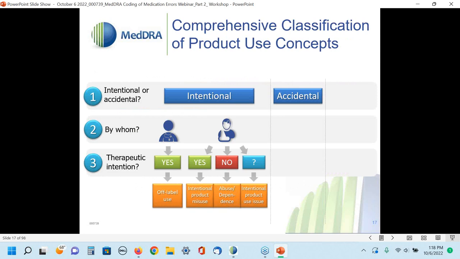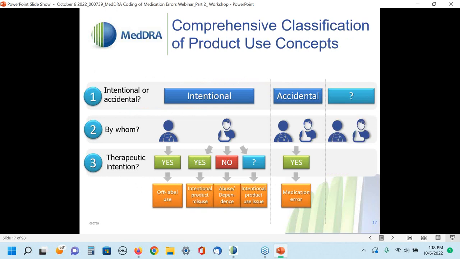On the side of accidental events, whether it's the patient or a healthcare practitioner, if there is a therapeutic intention, this is a medication error. And lastly, if we're unclear on whether it was intentional or accidental, regardless of whether it was a healthcare practitioner or a patient, if there was therapeutic intention, then we would consider product use issue terms.